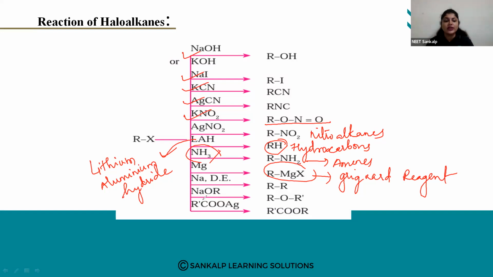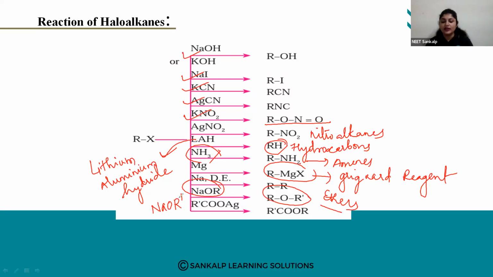Then if you react with sodium alkoxide, that is NaOR dash, what is it forming? It is forming an ether, right? So this is the formation of ether. When you want to prepare an ether, you have to react your alkyl halides with sodium alkoxide. When you react with sodium alkoxide, you will form your ether.